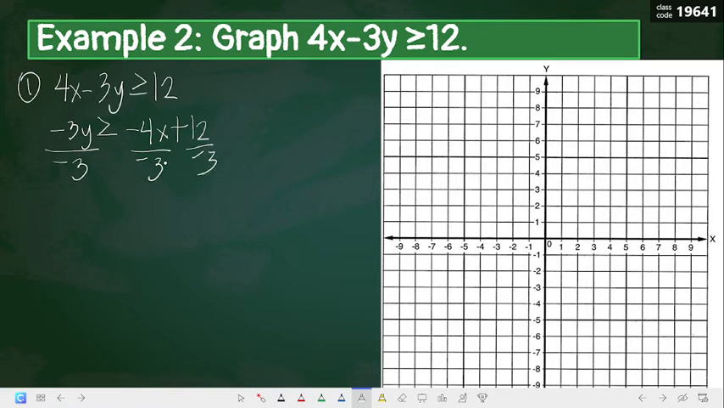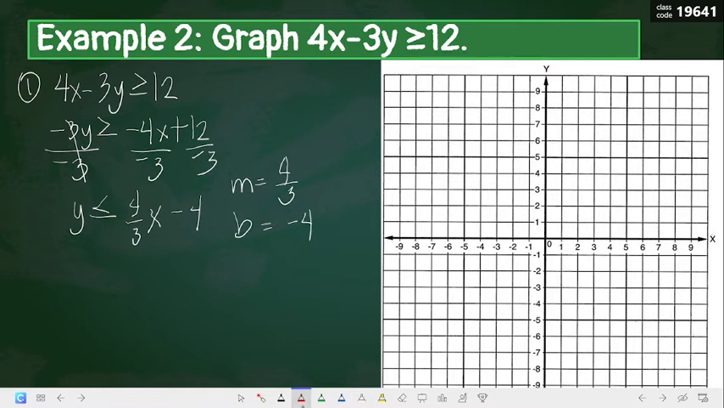So, dahil nag-divide ako by negative, so kung natatandaan nyo last week kapag nag-divide or nag-multiply tayo ng negative na integer, so we're going to reverse the inequality symbol. So, cancel ang negative 3. So, from greater than or equal to, we're going to make it less than or equal to, then negative divided by negative, positive, we have 4 over 3x. Then positive 12 divided by negative 3, we have negative 4. So from here, our slope is 4 over 3 and our y-intercept is negative 4.